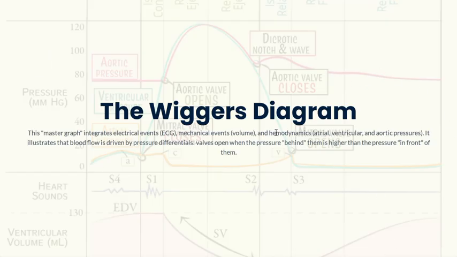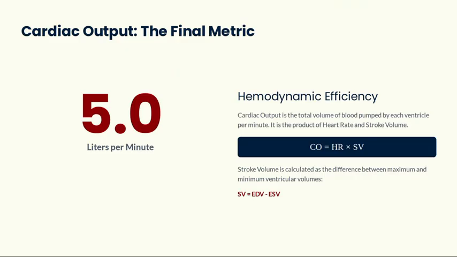I tried to fade it in so it's cooler, but okay. Now we're going to talk about the cardiac output and the final metric. It's about 5 liters of blood per minute. Is that right? There's no way. That's a lot.